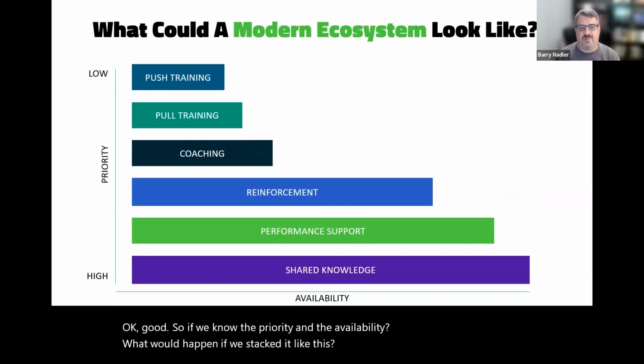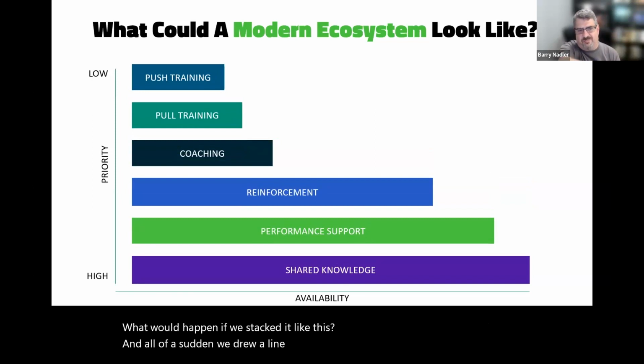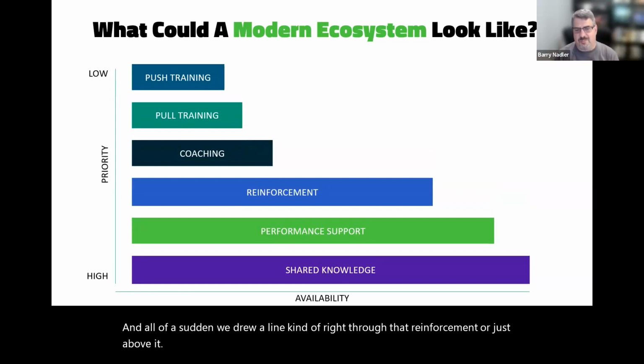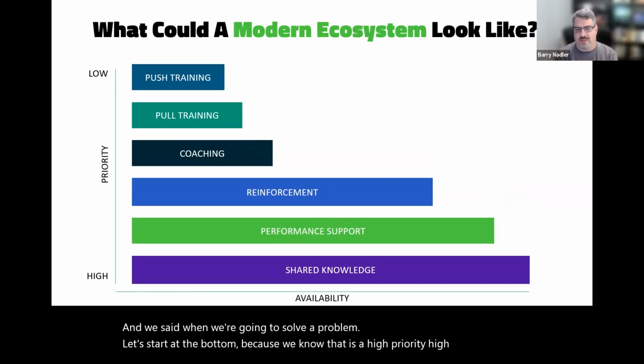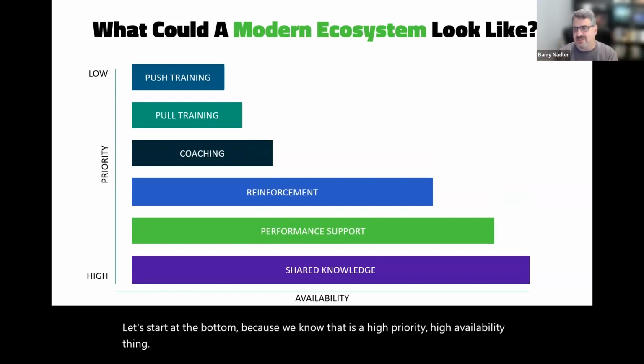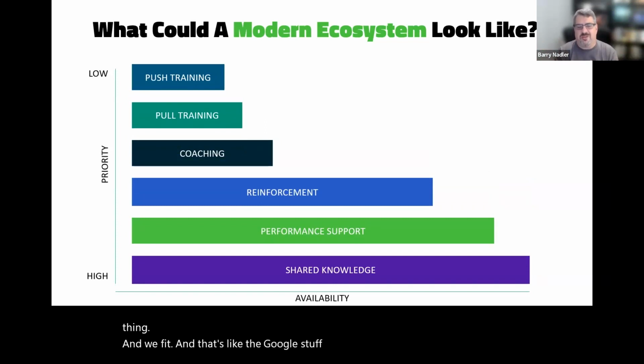And all of a sudden we drew a line right through that reinforcement, or just above it. And we said, when we're going to solve a problem, let's start at the bottom, because we know that is a high priority, high availability thing. And that's like the Google stuff, right? It's like, I can search for this and I don't need another human.